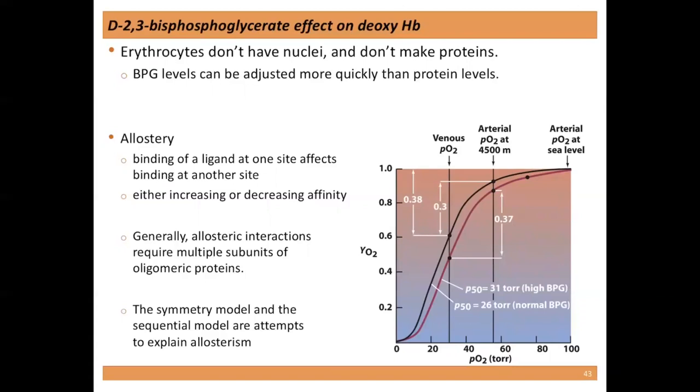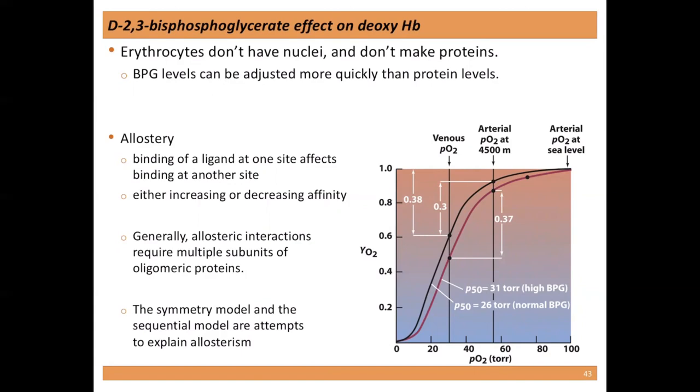And so within a day or two, you can actually start to acclimate. If you stay at high elevations after weeks or a month, you'll notice that it's much easier to breathe. But BPG allows us to acclimate much quicker, make small adjustments to the release of oxygen. And this is referred to as allostery.